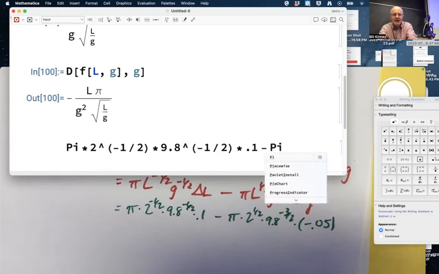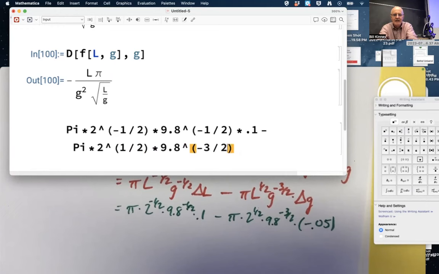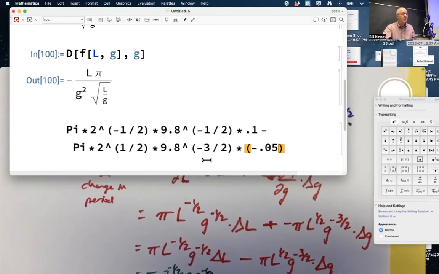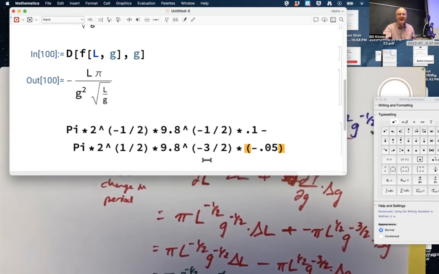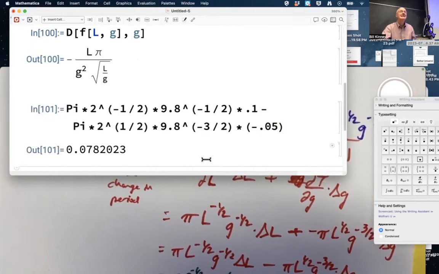What do I get when I type all this? And hopefully don't make a mistake. I get the approximate change in the period. Right, so I don't know what the original period is. I can figure that out. This is going to be the approximate change. About 0.078. Standard units would be seconds. A little longer period. A little slower motion by about 0.078 seconds.